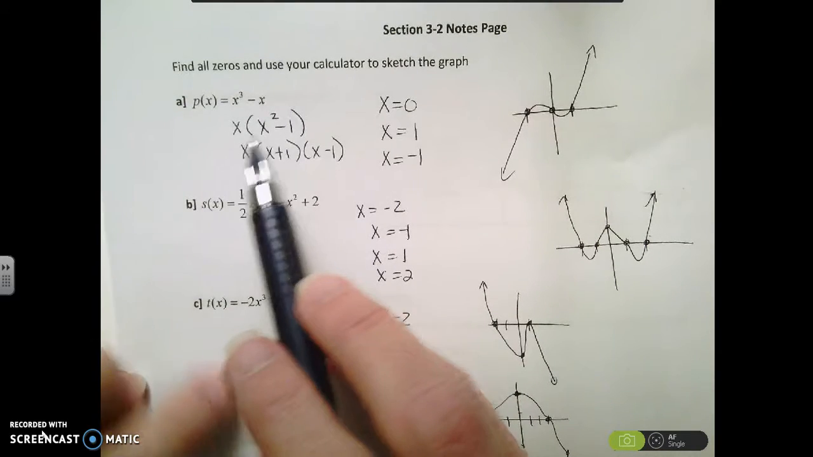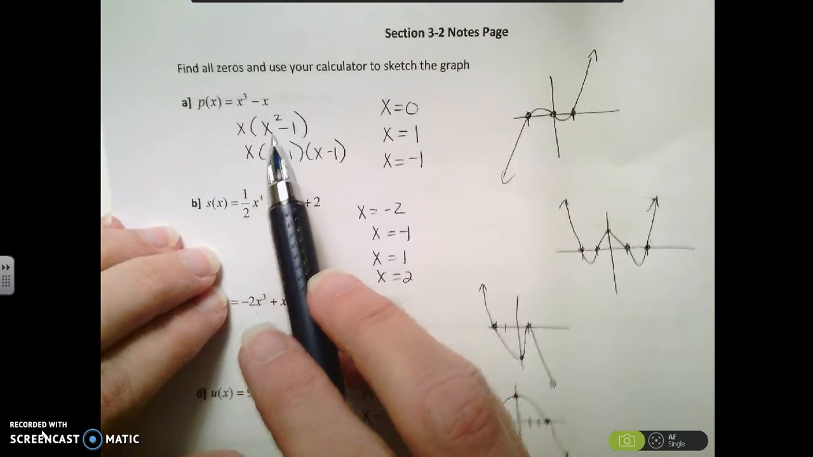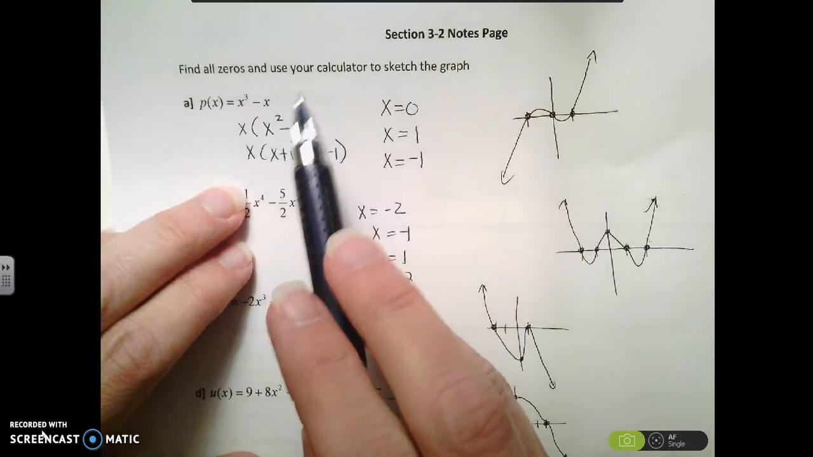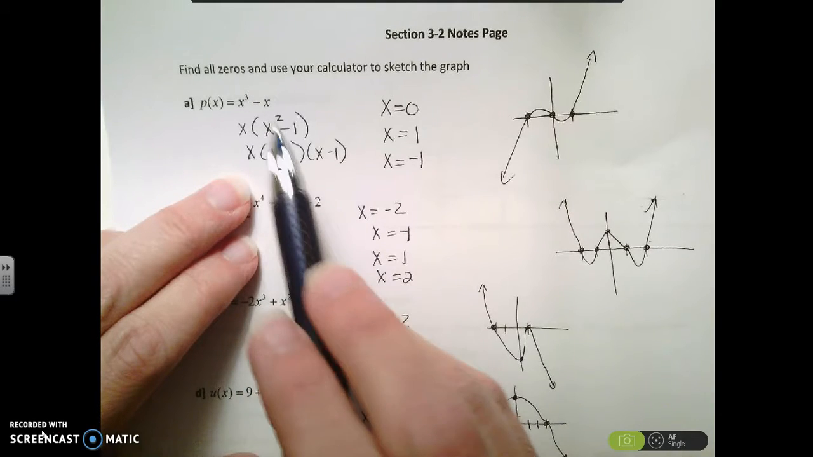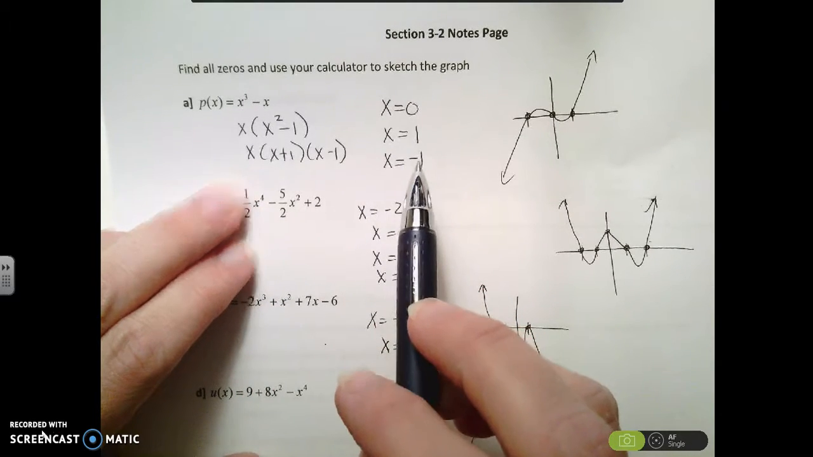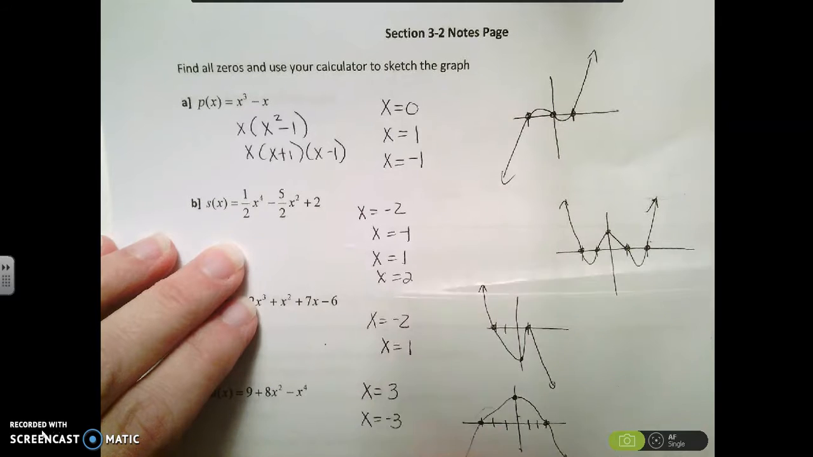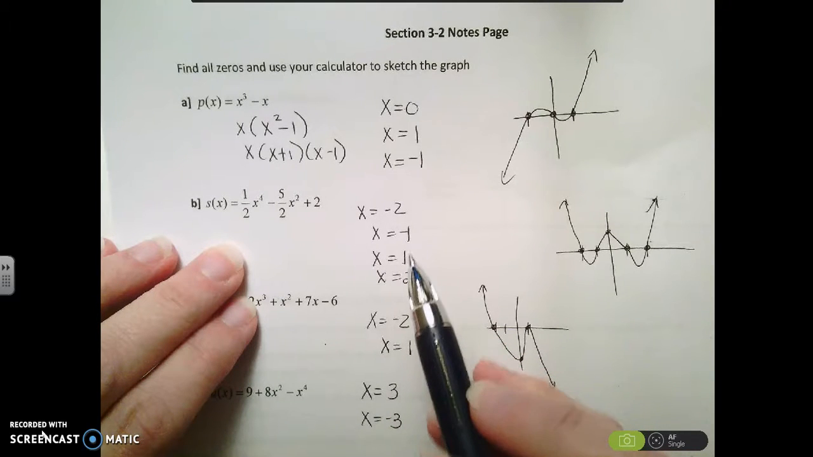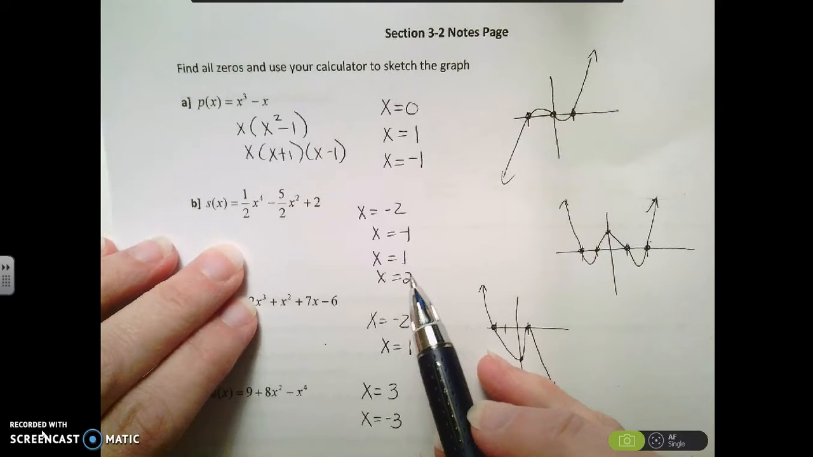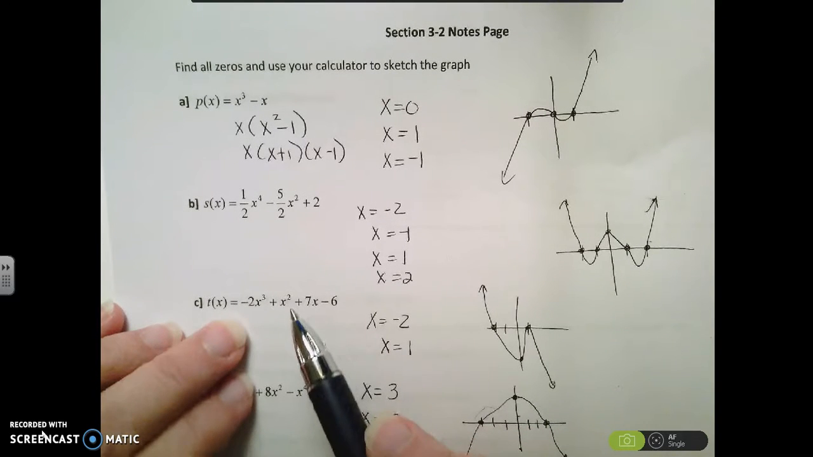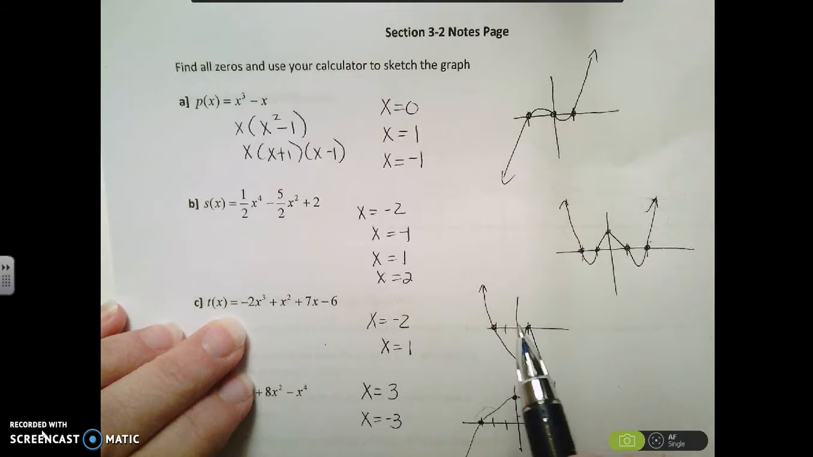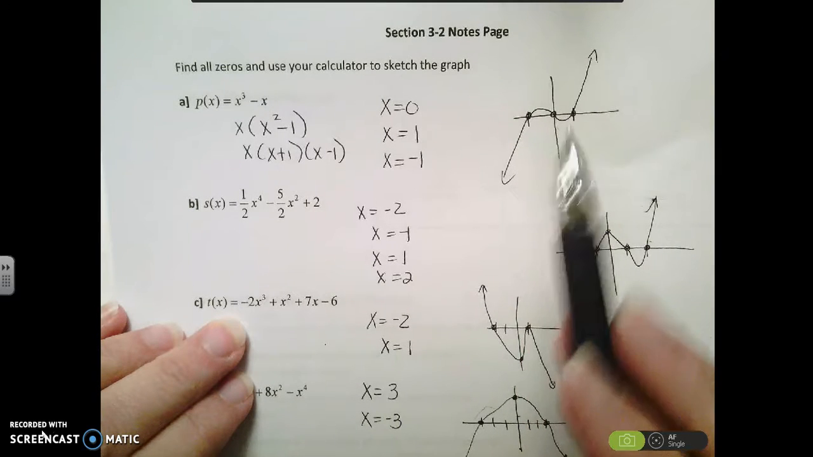When they're asking us to find the roots, they're asking you to find your zeros, and they said to use your calculator. On this one we can factor it and find our zeros. On this one it's a little bit harder to factor, but we can put it into our graphing calculator and we can see our zeros are -2, -1, 1 and 2. On this one again we can put it in our calculator and find our zeros. And we can also use our calculator to maybe find another point or so to figure out what it's going to look like.